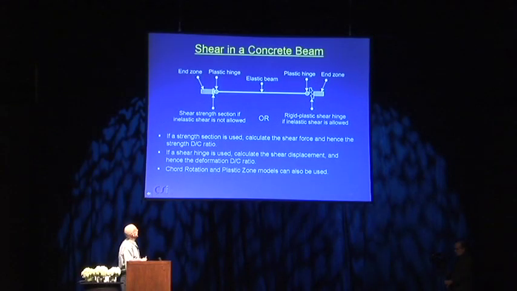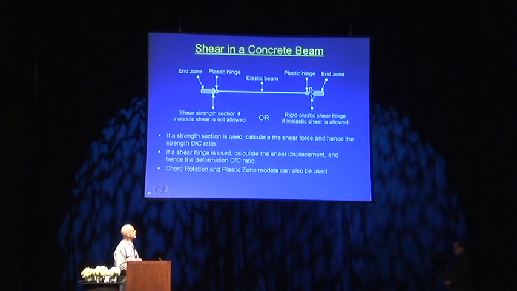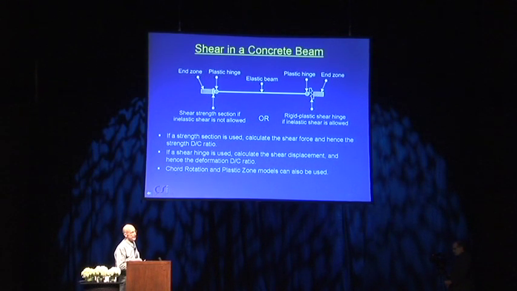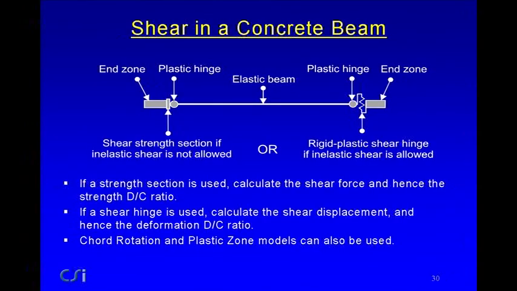In a concrete beam, it's sort of similar. You might have an end zone, a plastic hinge, an elastic beam, a plastic hinge. And in the unlikely event you would allow inelastic shear deformation, you could put a shear hinge at the end, which is probably where shearing deformation is likely to occur.